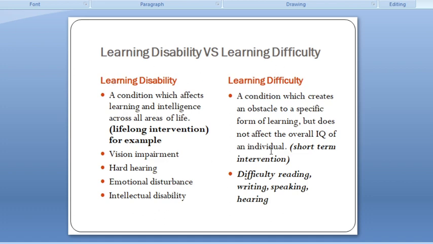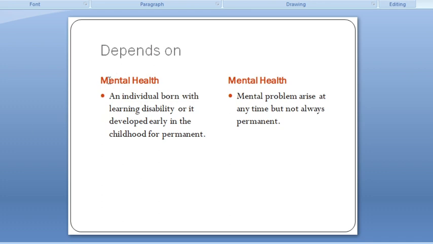So you might have a question, okay, that visual impairment and hard hearing can be helped by devices and all these things. But it depends on what exactly the difficulty a child has, and it depends on the mental health of the child and individual. So let's see how it depends on the mental health. Now, suppose an individual is born with a disability, so I believe that's lifelong and permanent. So that's a mental health matter, and this is really important to understand.